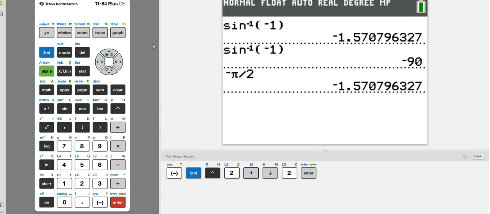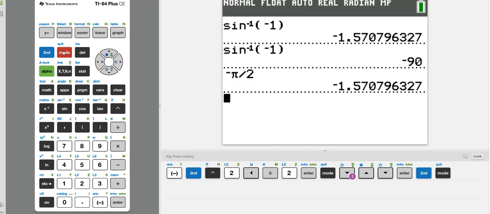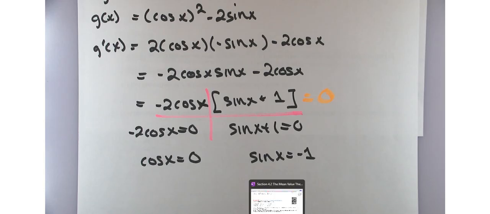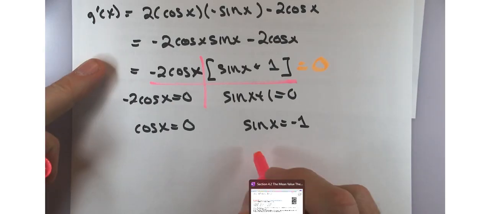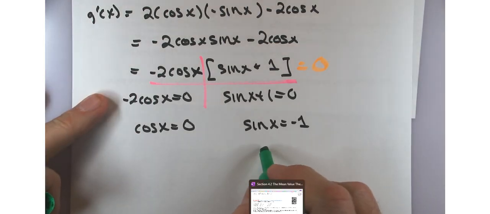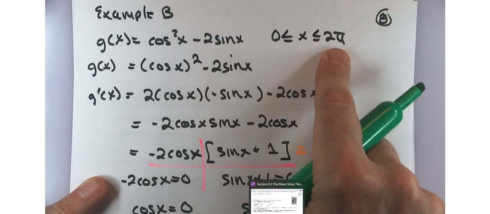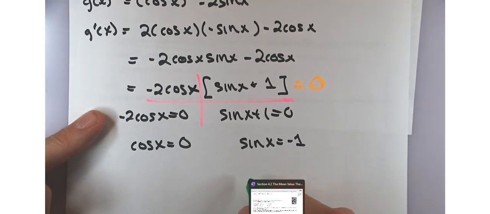Put your calculator back in radian mode with all due haste so you don't make a mistake later. Typically speaking, we don't take our calculators out of radian mode. So that's one possibility: negative pi over 2. Actually, we want the interval 0 to 2 pi. Negative pi over 2 would also be the same thing as 3 pi over 2.